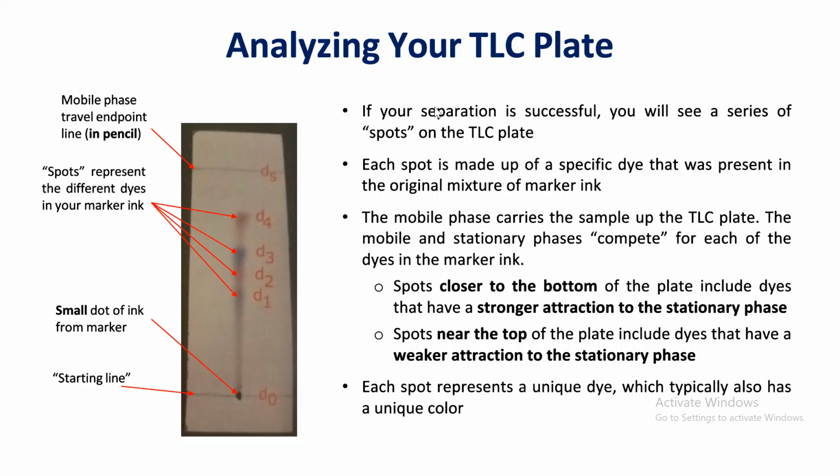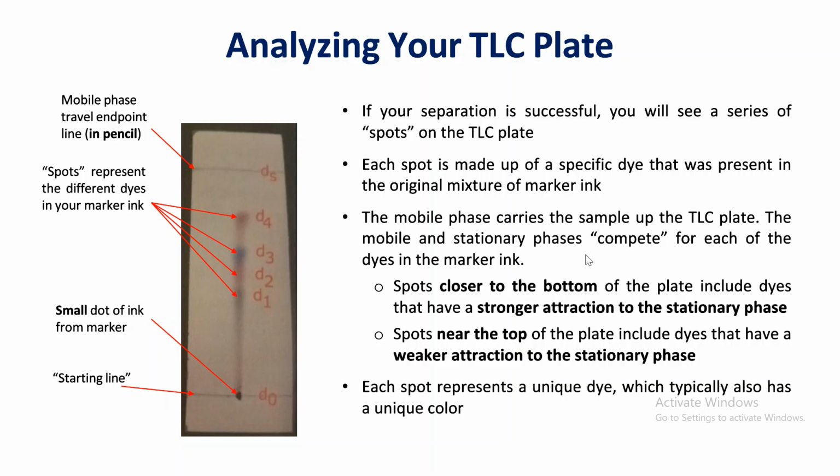Now, if your separation is successful, you are going to see different spots. But if it was not successful, you are going to see a streak, and we're going to show you what that streak looks like in a second. And each spot means that it has a specific dye that was present in the original mixture. So every dot tells us an identity of the starting material that we had. And again, the mobile phase is going to carry the sample. The sample that we're talking about here is the dye. It's going to carry it up the TLC plate.